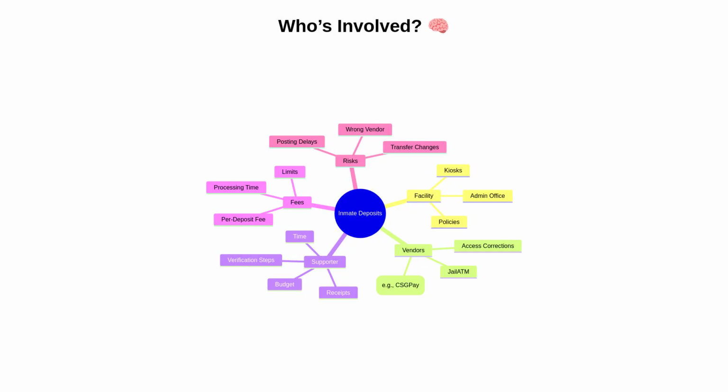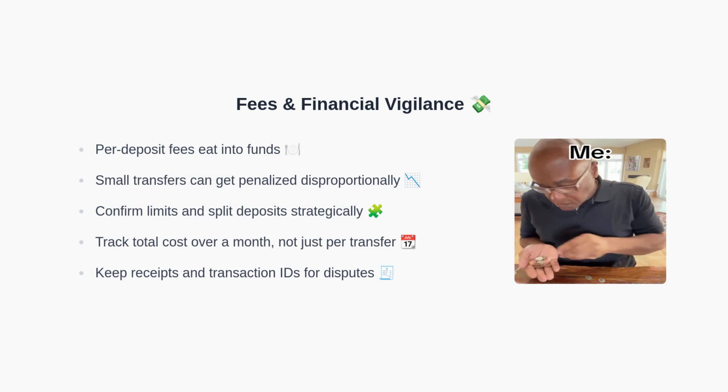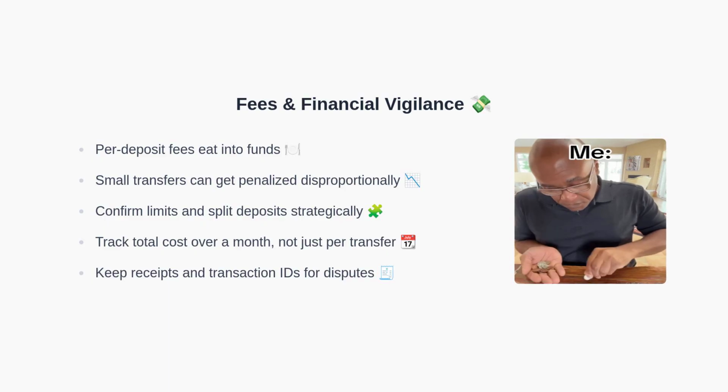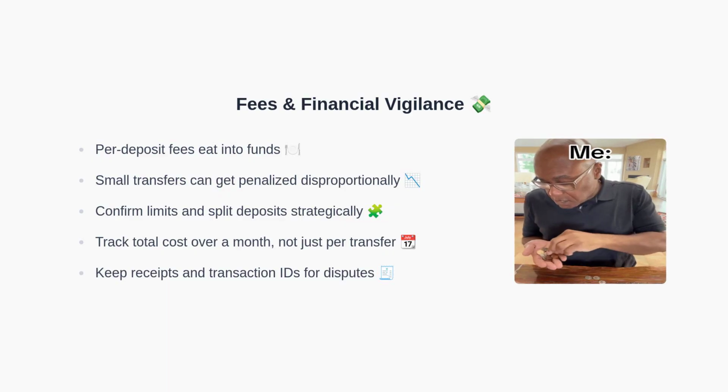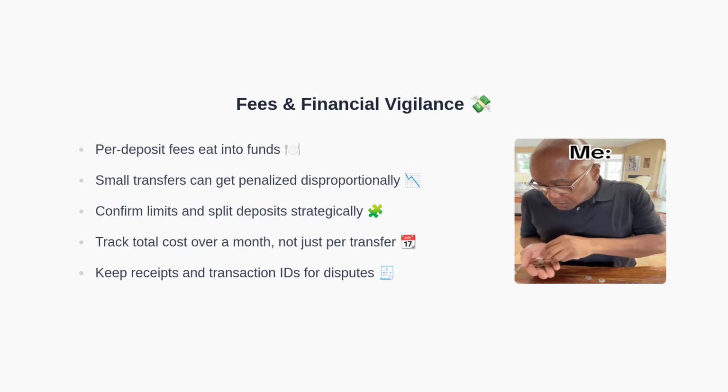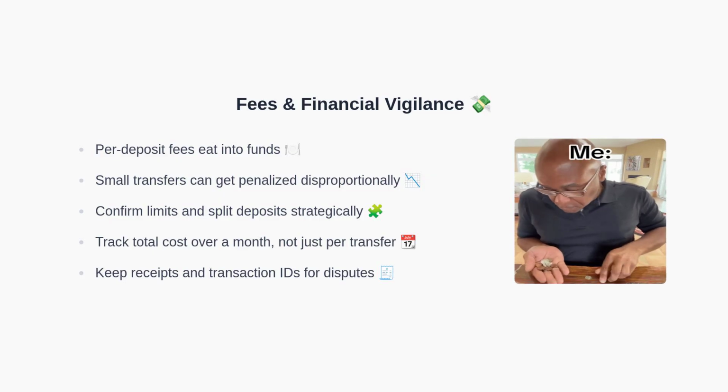Finally, the risks branch captures common pitfalls, such as selecting the wrong vendor, encountering posting delays, or dealing with transfer-related changes. Now let's address fees and vigilance. Per deposit fees directly reduce the amount your loved one can spend on essentials. Smaller transfers are disproportionately impacted, so consider consolidating transfers if the facility and circumstances allow. Confirm deposit limits and avoid unnecessary splits. Track your total costs over a month rather than focusing on a single transaction, and always retain receipts and transaction identifiers in case a dispute arises.